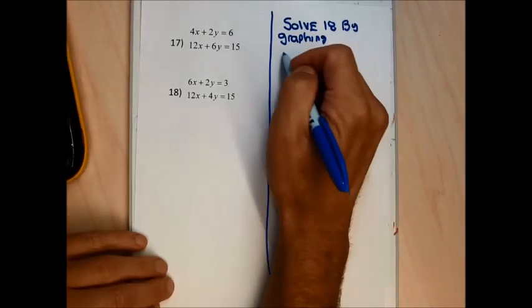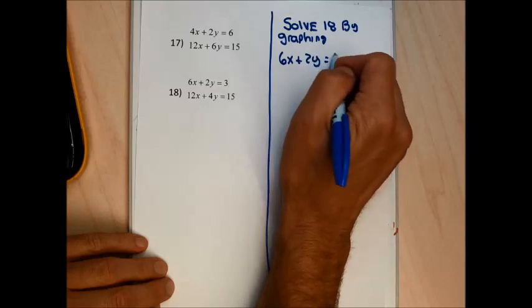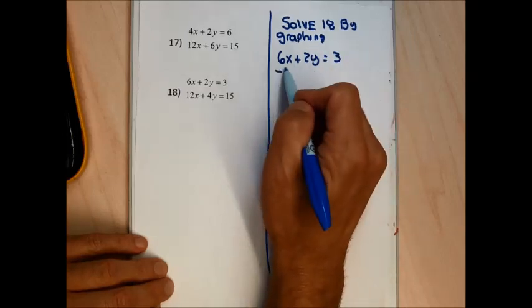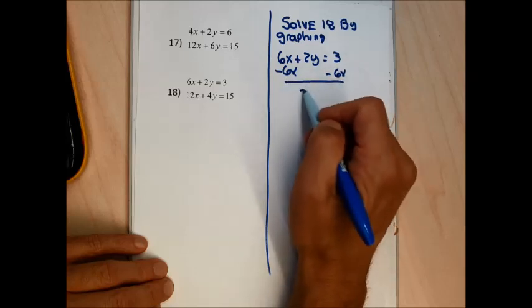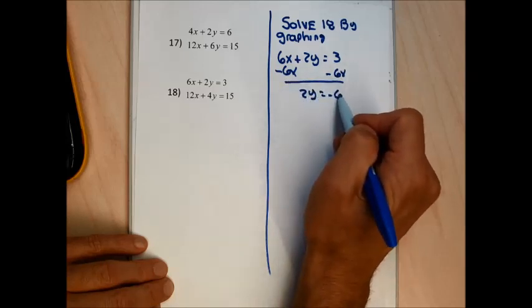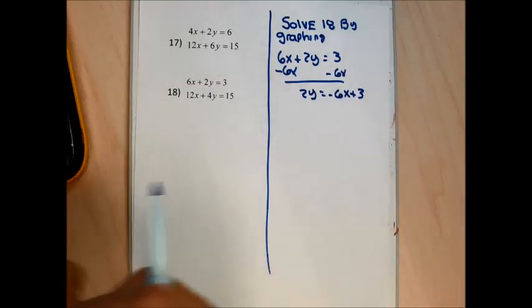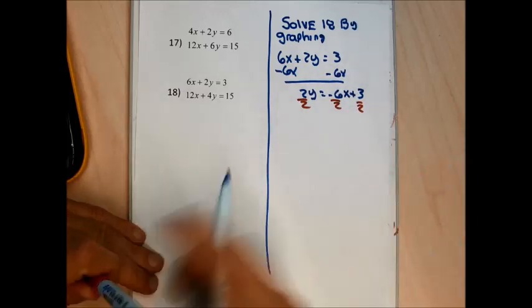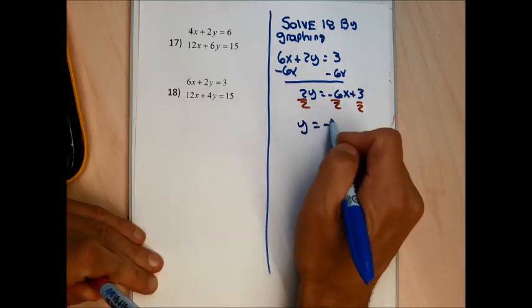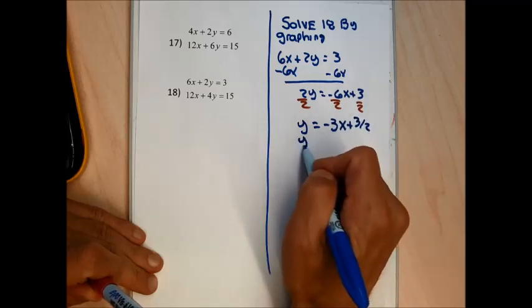So I'm going to take the top equation and solve it for y and put it in my y1. Super easy to solve this one for y. I'm going to subtract 6x from both sides and get 2y equals minus 6x plus 3. And then I'm going to divide everything by 2 and get y equals negative 3x plus 3 halves. And I'm going to graph that in y1.